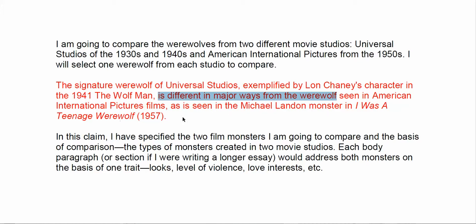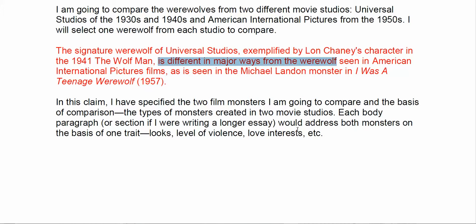And I'm going to compare those two monsters. And I could compare them on lots of different traits, but maybe I just pick these three traits: looks, level of violence that they use, and their love interest. All right. So again, since this is a short essay, I might have one paragraph on looks where I talk about both the Wolfman and I Was a Teenage Werewolf. I talk about the looks of both werewolves in that paragraph. Level of violence in both the Wolfman and I Was a Teenage Werewolf. The love interest of the werewolf in both the Wolfman and I Was a Teenage Werewolf. That's how a comparison is organized.